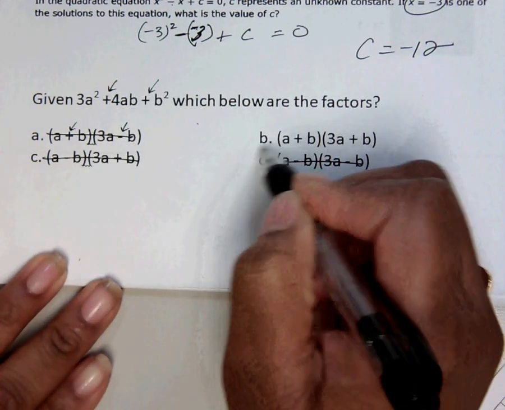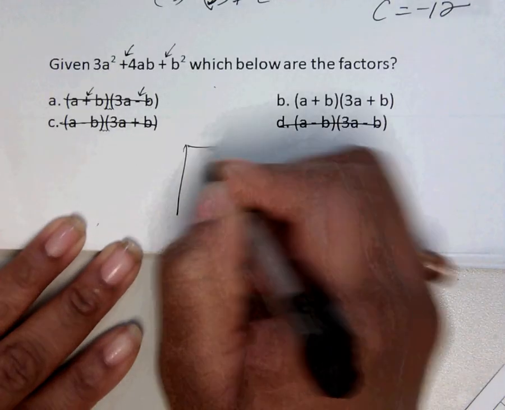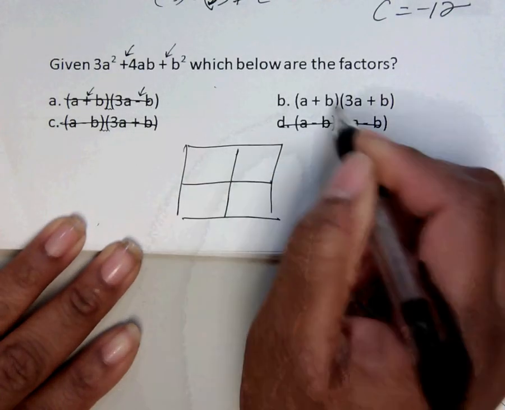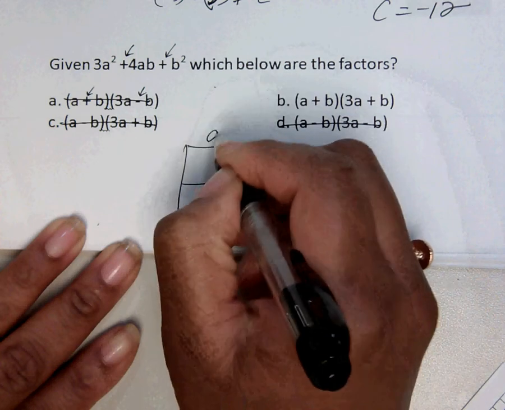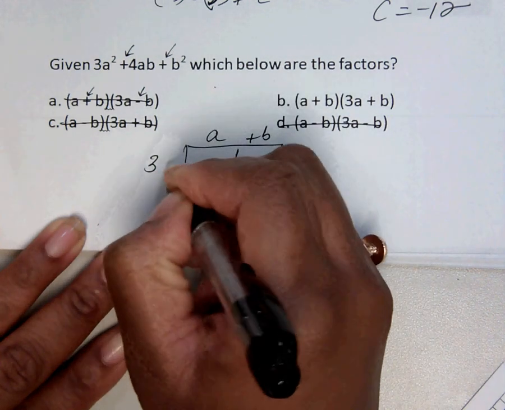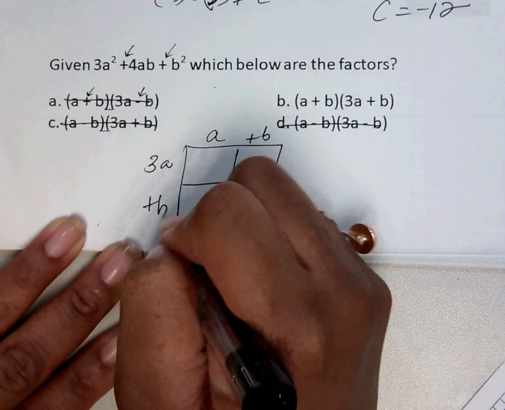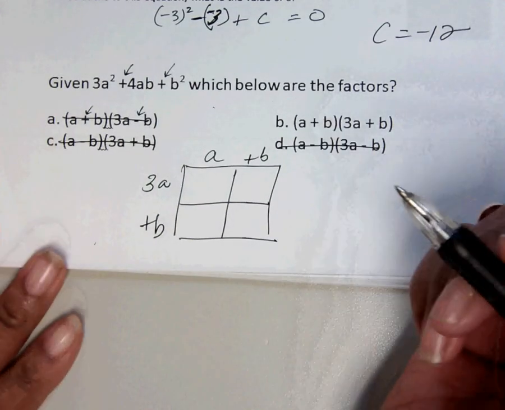Which leaves me with one answer, B, which I don't think is going to happen on the STAR test, but it happened in this practice problem. Or previously tested STAR question. So I'm going to use the box and multiply.